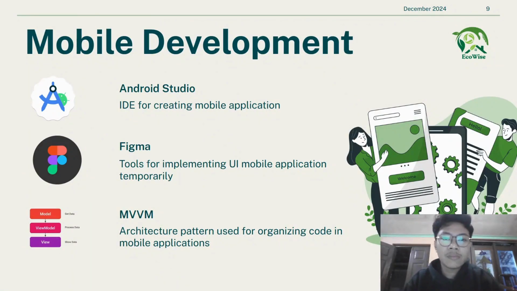These are the tools and methods used by the mobile development team for application implementation, namely Android Studio as an IDE, Figma for temporary interface design, and MVVM architecture to organize code to make it easy to read and maintain.